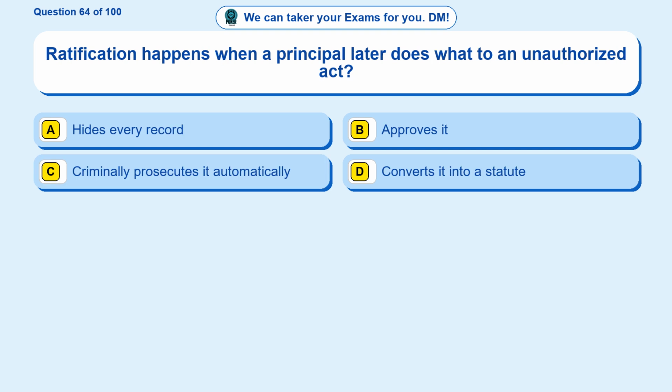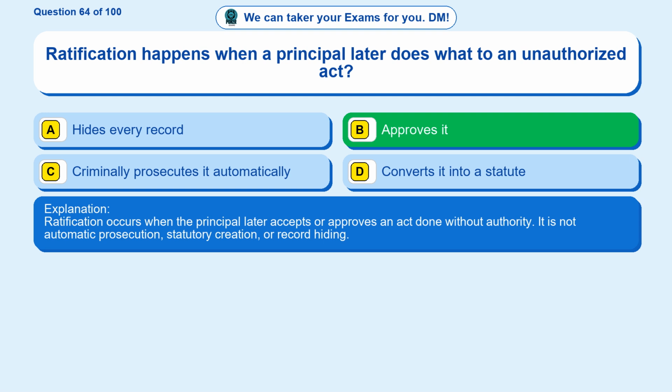Question 64. Ratification happens when a principal later does what to an unauthorized act? Option A, hides every record. Option B, approves it. Option C, criminally prosecutes it automatically. Option D, converts it into a statute. The correct answer is option B, approves it. Ratification occurs when the principal later accepts or approves an act done without authority. It is not automatic prosecution, statutory creation, or record hiding.